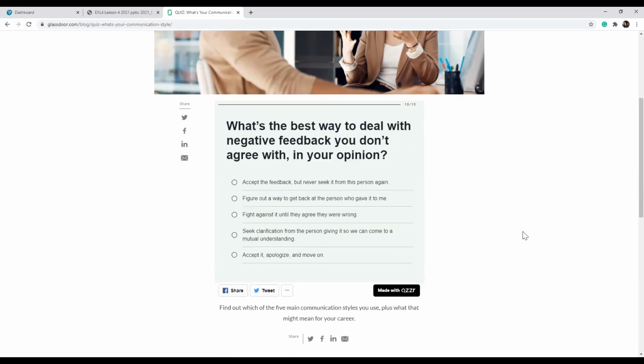The last one, what's the best way to deal with negative feedback you don't agree with? Accept feedback, but never seek it from this person again. Figure out a way to get back at that person, fight against it until I agree. Seek clarification from that person so that we can come to a mutual understanding. Accept it, apologize, and move on. I would always like to seek clarification.